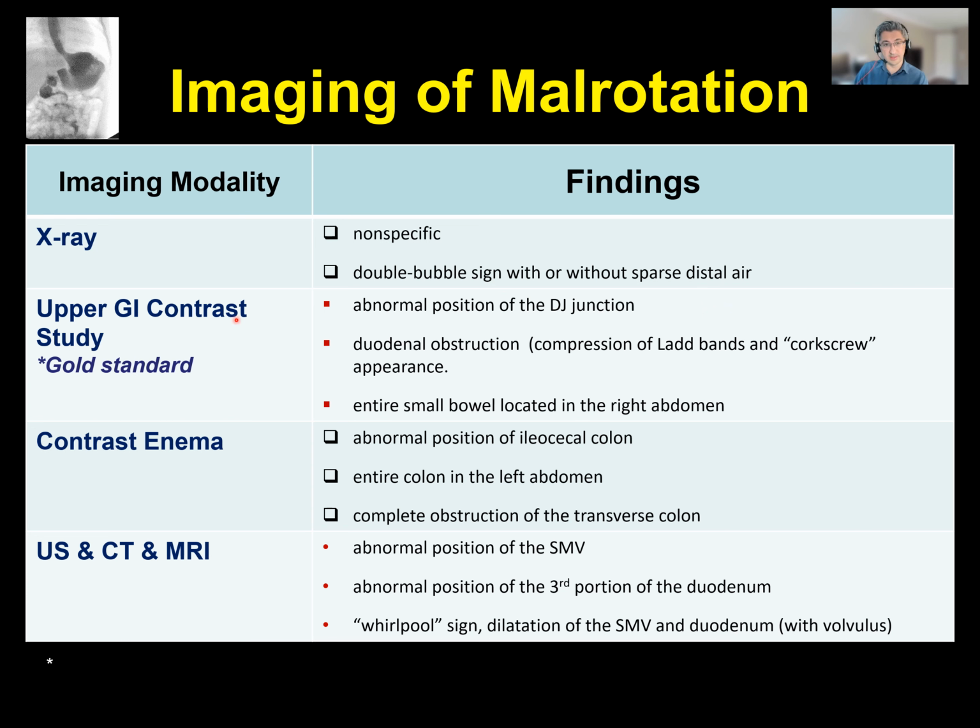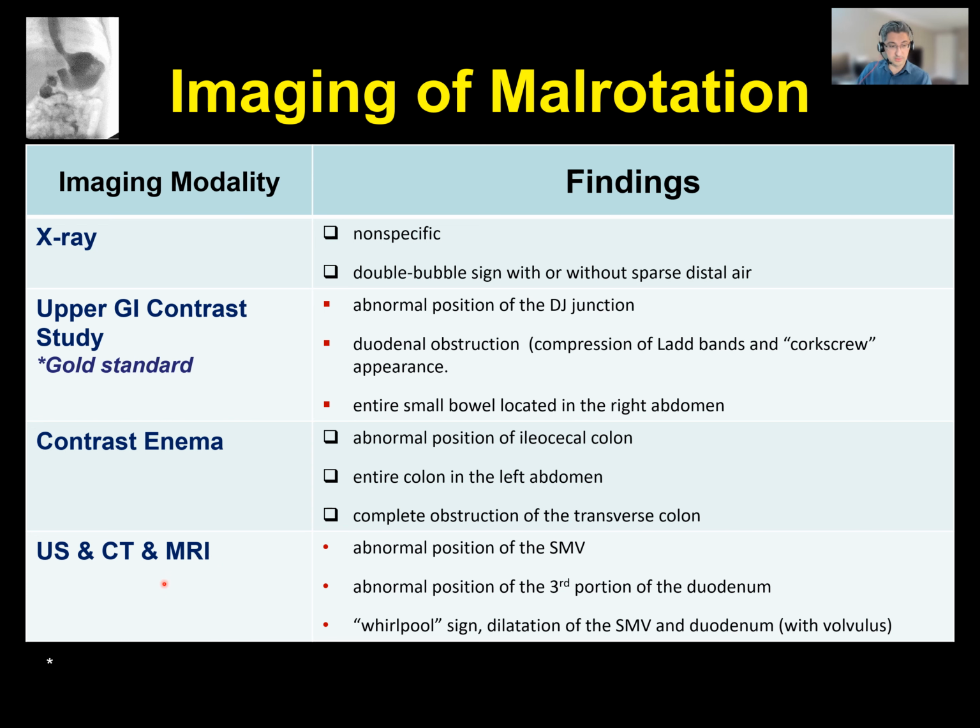On the upper GI study, this is gold standard. We can see an abnormal position of the DJ junction, and we can see duodenal obstruction secondary to compression of the Ladd bands, and corkscrew appearance when there is volvulus, and the entire small bowel located in the right abdomen. And in contrast enema, we can see an abnormal position of the ileocecal colon, entire colon in the left abdomen, and complete obstruction of the transverse colon. That's when there is reverse malrotation.